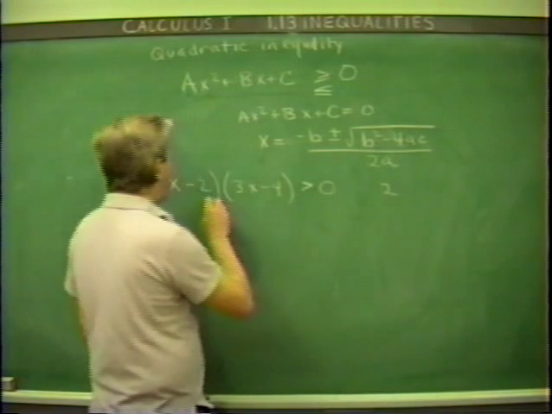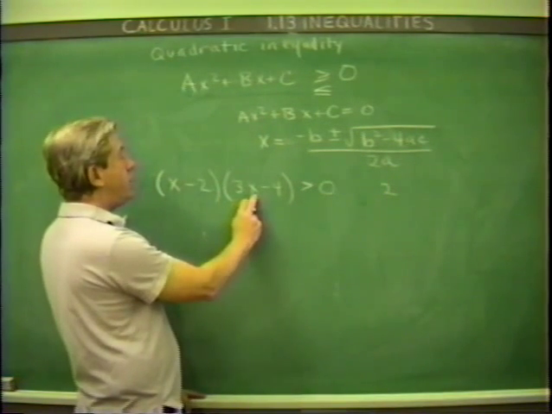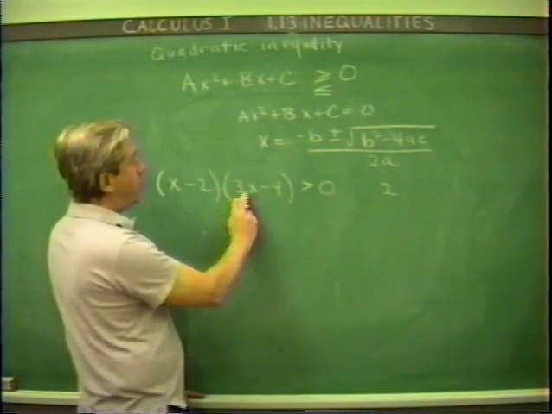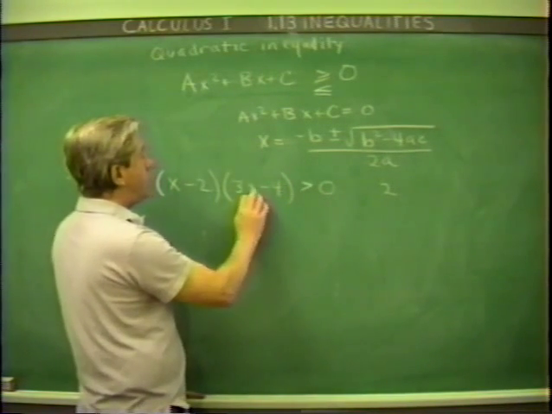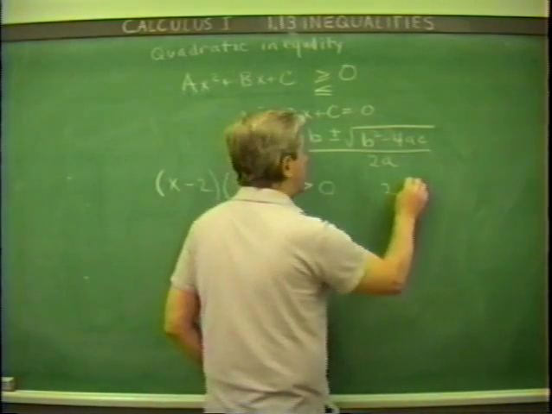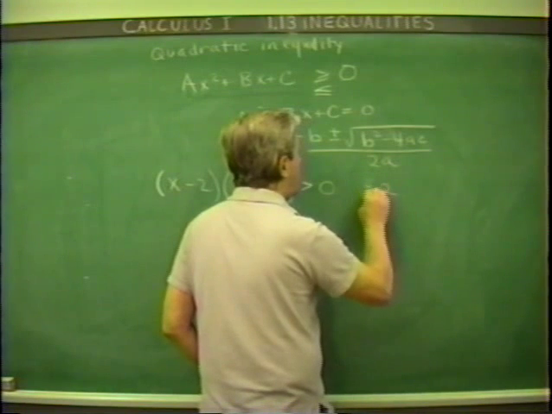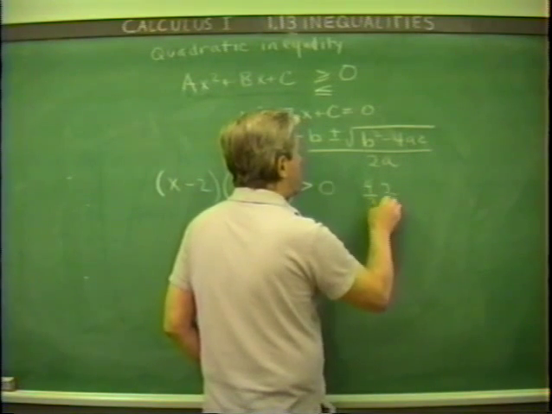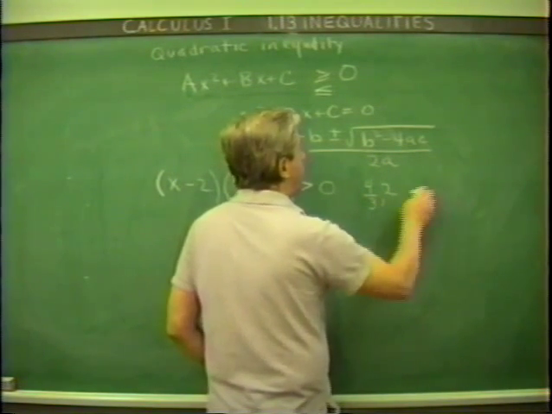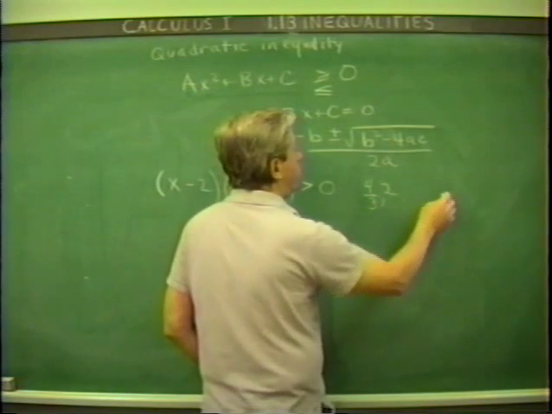There are a couple of ways in which one can approach this. One is that this is an equation of a parabola opening upward, and it's equal to 0 when x is equal to 2. And it's also equal to 0 when x is equal to, what? When 3x minus 4 is 0, that's to say when x is equal to 4/3.